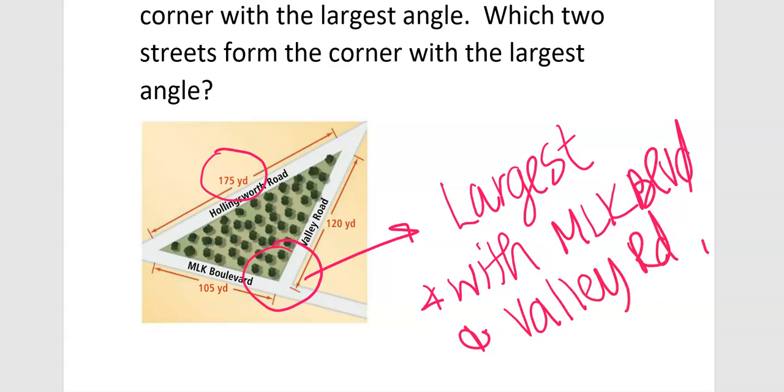Okay, so that's all you do. Find the longest side. The angle that's biggest is opposite that one. Same thing would be if we wanted to do the smallest angle, we would look for the shortest side, which is 105, and we would go straight across from it. So it would be those two between Hollingsworth and Valley. Okay, so super, super easy concept.